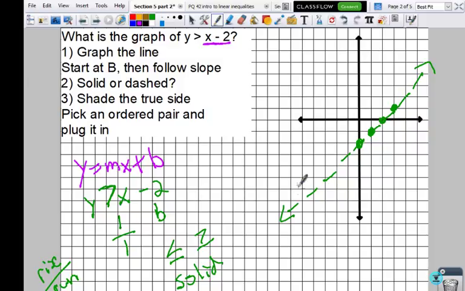Just like we did on our proficiency quiz today. So I need to figure out which side is going to be the true one. To do that, I'm going to pick a point to plug in. So you remember the first part on your proficiency quiz was like, is the ordered pair (2, 3) a solution of? You are actually going to do that again, but this time you're going to pick it.